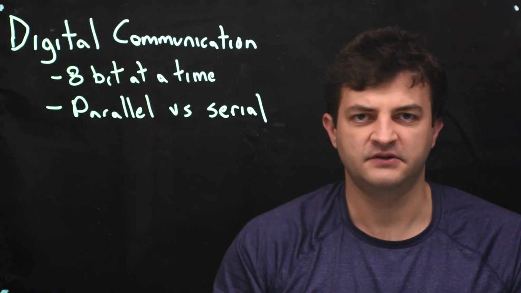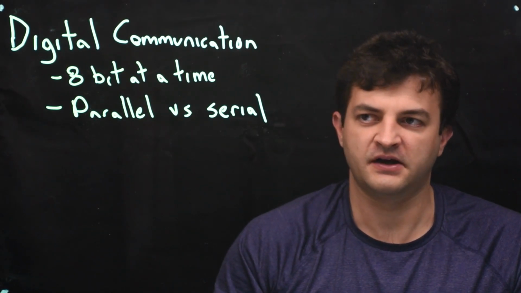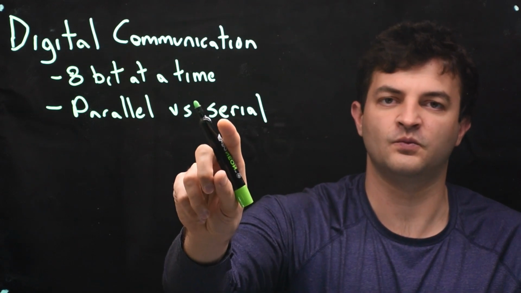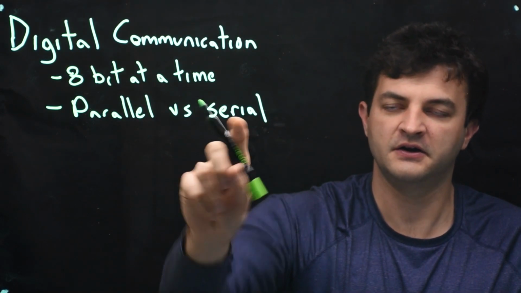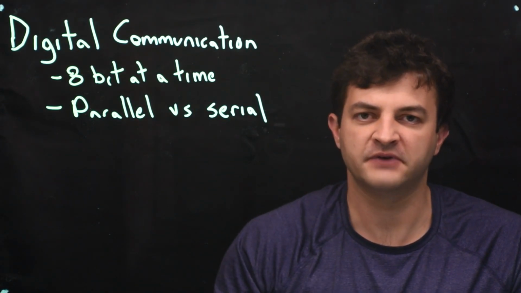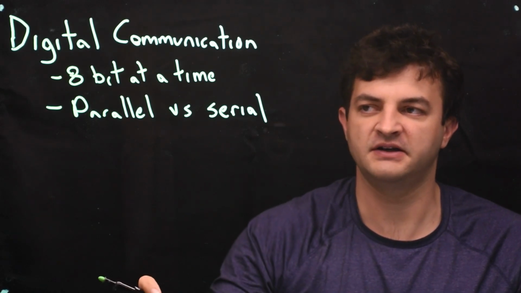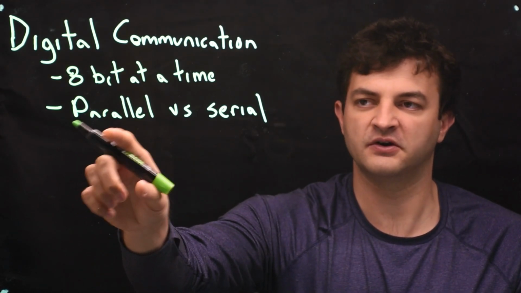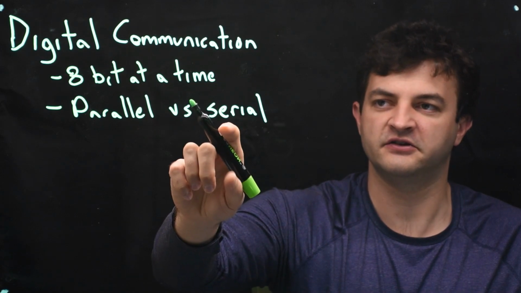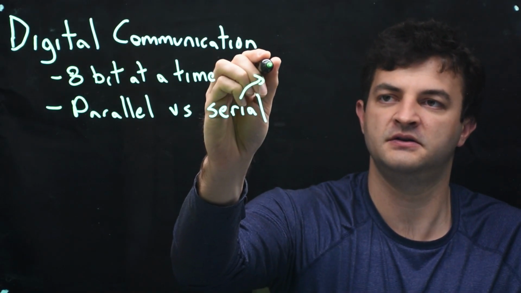Not very commonly used anymore because the serial method of communication, which means send 1 bit at a time over 1 wire, the bit rate can be increased. So we don't see many devices that use parallel communication anymore. Almost everything is serial. So serial means 1 bit at a time.